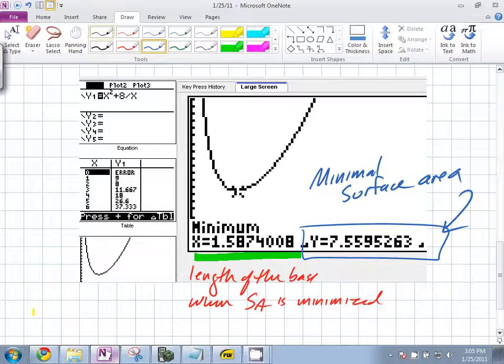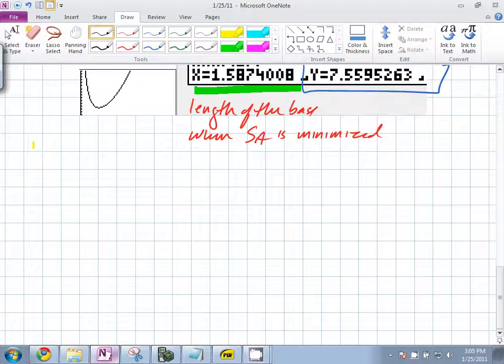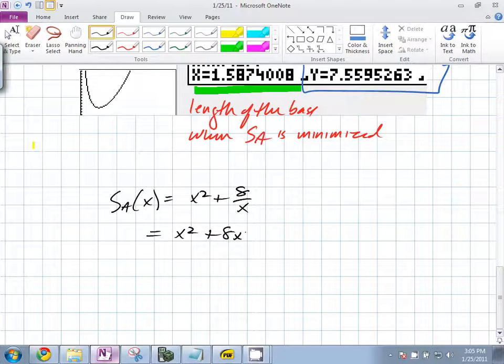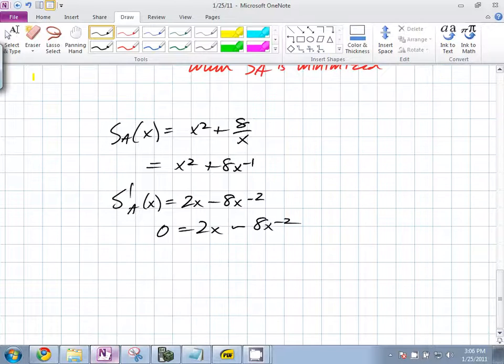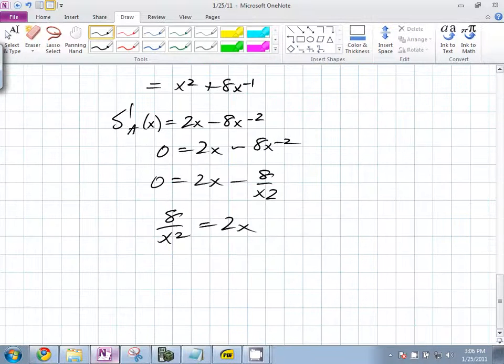You start with this function. You have your surface area function, and it equals, what was it? It was x squared plus 8 over x. That's the same thing as x squared plus 8x to the negative 1. Here's where the calculus comes into play. I'm not explaining what this is. I'm just going to show you what the notation looks like, so you can see what it looks like. x equals what?